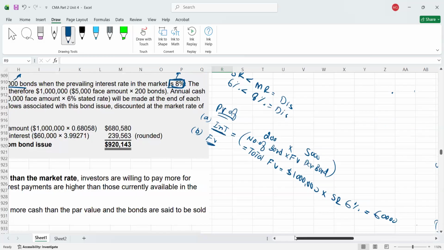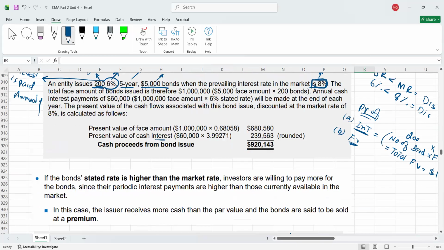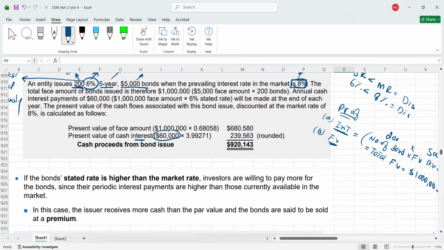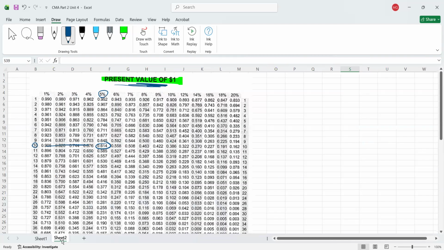Now we take the interest figure of 60,000. If you remember, I told you interest you will always multiply with the annuity factor. Now the question is how you choose the annuity factor. The rule is to look at the market rate, which is 8% in the question, and then the bond's life, which is 5 years. So I'll go to the annuity table and look for 8% and 5 years.